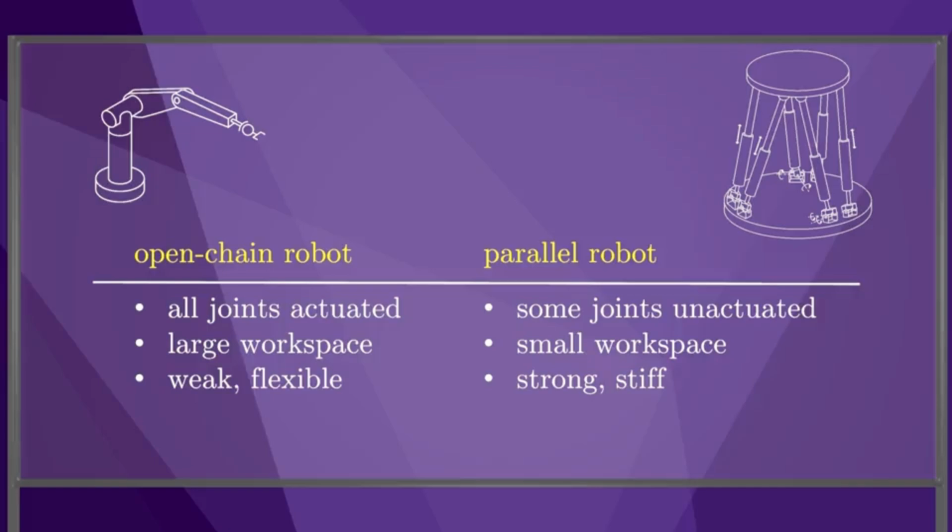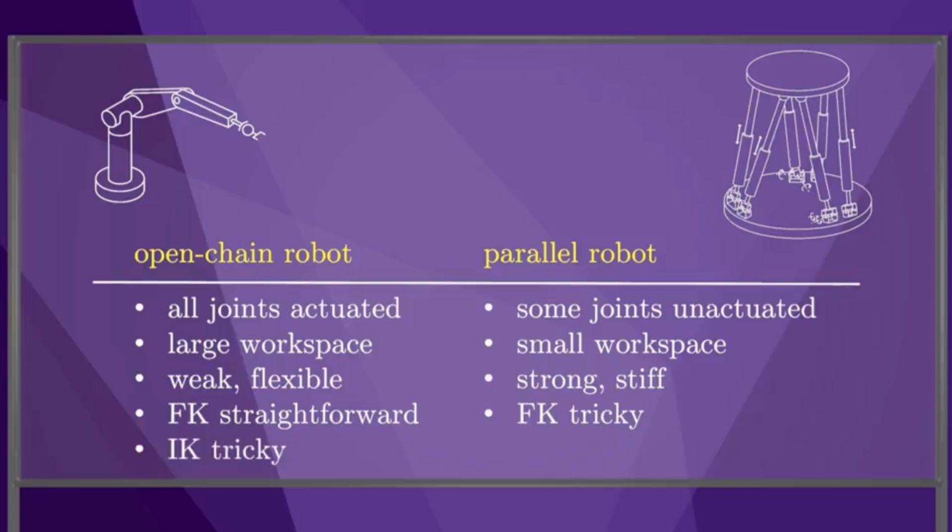As we saw in Chapter 4, the forward kinematics mapping joint values to end effector configurations is relatively easy to evaluate for open chain robots using the product of exponentials. On the other hand, there may be multiple solutions to the forward kinematics for parallel robots, and finding them can be challenging.